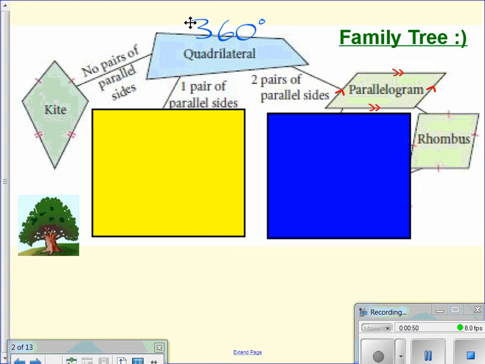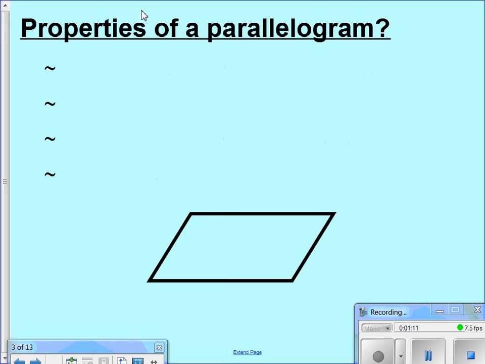Then it's passed down over here to the kite. It's passed down over here to the parallelogram, and then the parallelogram takes all of its properties and passes them down also to the rhombus. These are the 3 shapes we're looking at today, and that's why I'm revealing those 3. You might be able to guess what's behind the yellow and blue box, but we're not worrying about those right now.